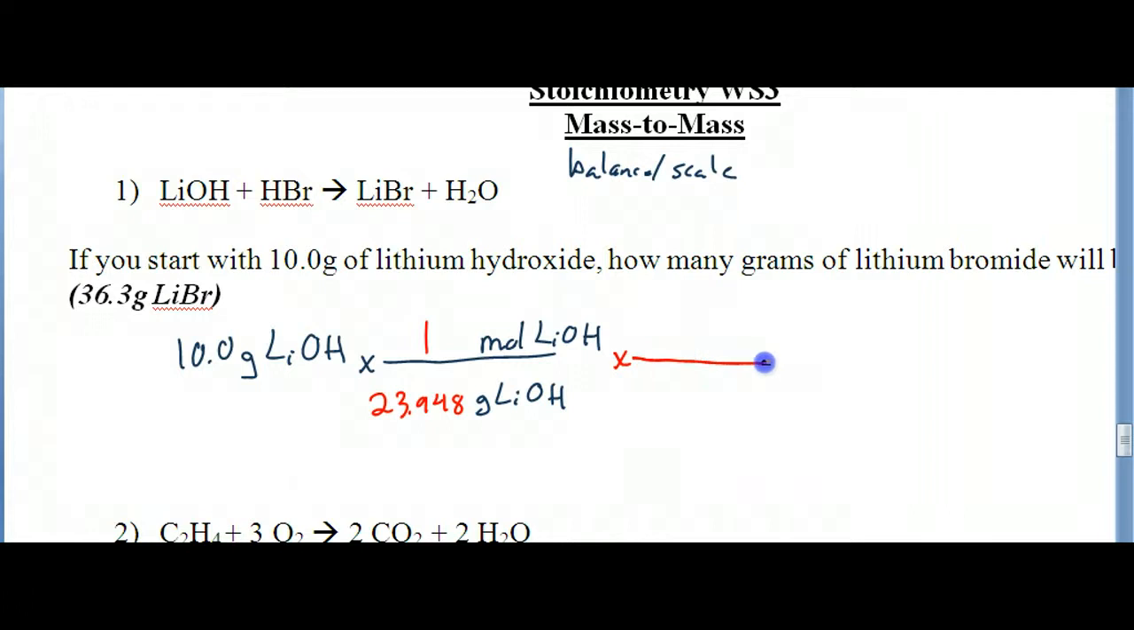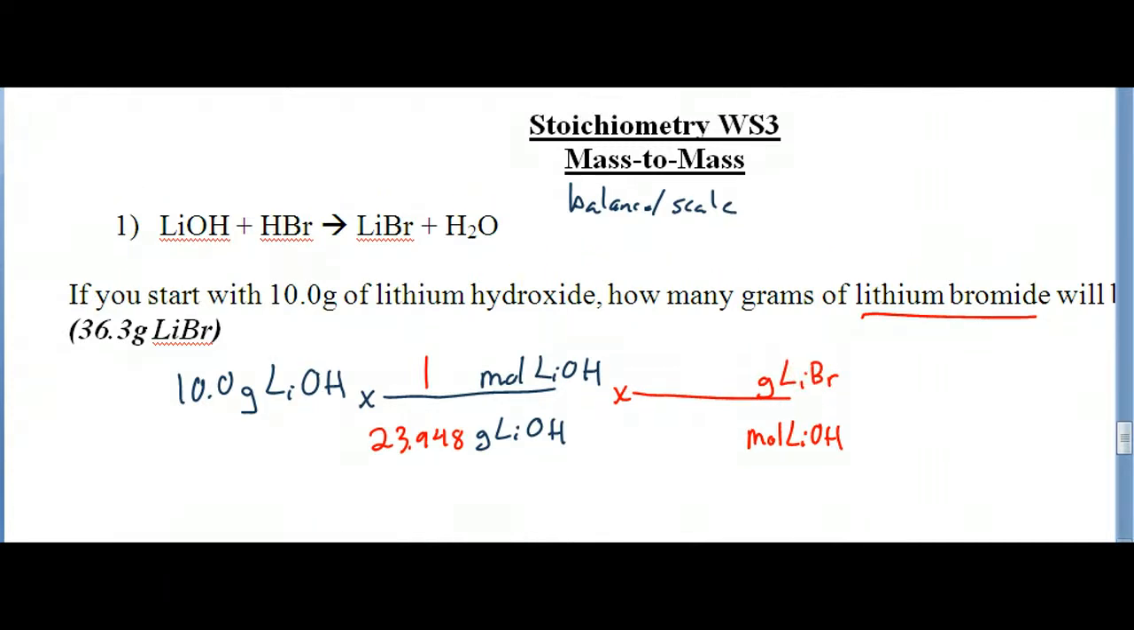X line, drag down the unit. Moles lithium hydroxide. Now, I can convert this to a few things. I can convert it back to grams of lithium hydroxide. I could convert it to molecules of lithium hydroxide. But I need to get to lithium bromide. I wish I could do grams of lithium bromide, but I don't have that available. I don't have that conversion, moles of lithium hydroxide to grams of lithium bromide.